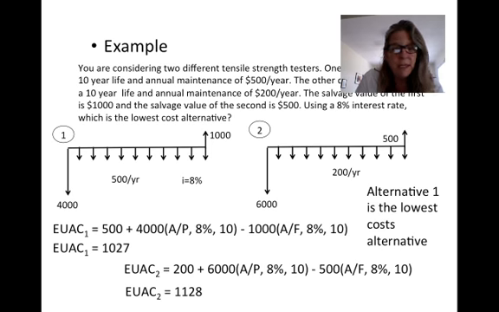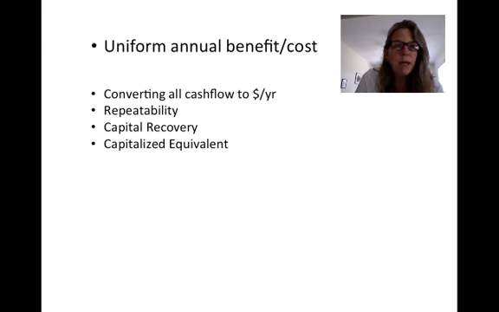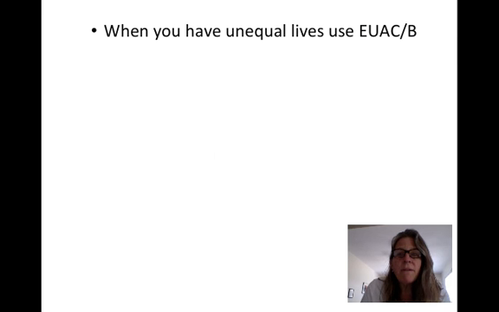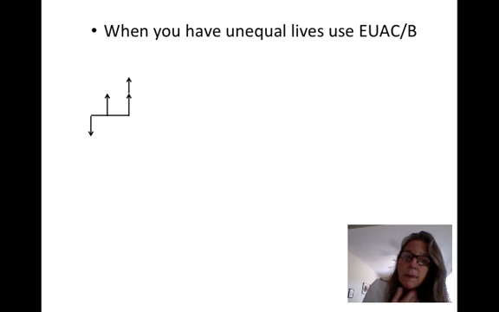Now, this is an example of why you have to make sure that you know what you're doing, whether it's benefits or costs. We're going to move now into this concept of repeatability, which is a specialized concept that you can use with annual worth or annual equivalent uniform annual benefits or costs. So when you have unequal lives, if you have two alternatives that have different lives, it's actually better to use this concept. And I'm going to try to walk you through the logic of this, and then I'm going to show you an example.